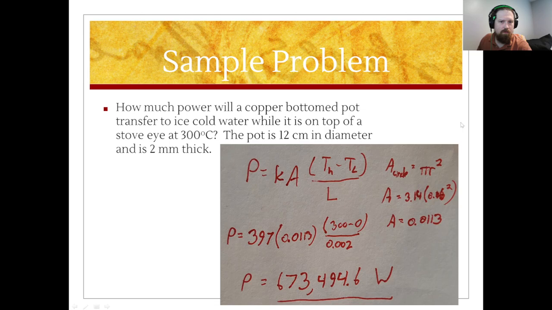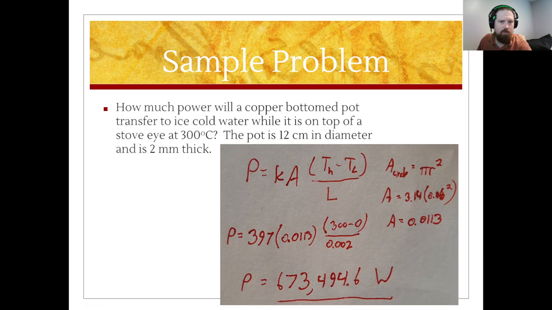So with this little piece of math here off to the side done, we now have A, L, our temperature difference, and we know what it's made of. We have the K constant. So using our new formula, that's everything we need to find P, to find the power. So, looking back at the formula here, P equals K A times temperature difference divided by L. Our K from the table is 397. The area that we just found is 0.0113.